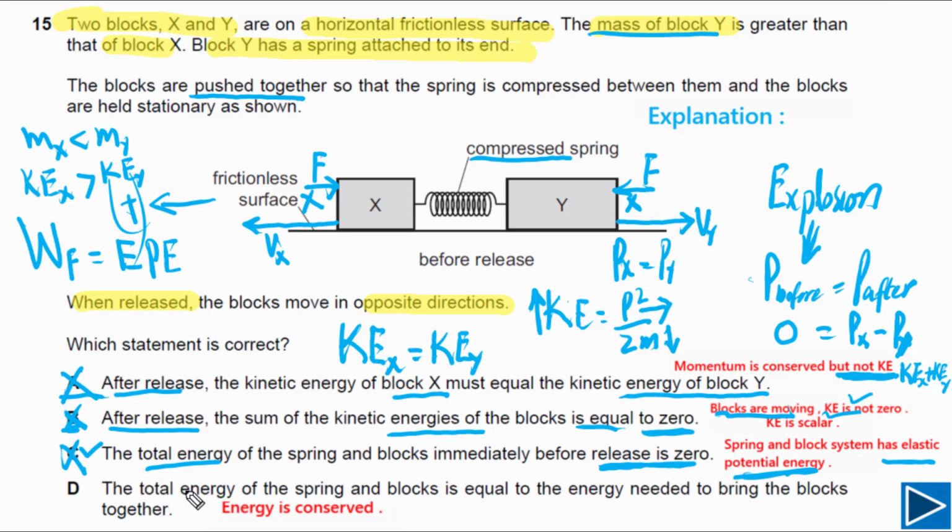If you look at option D, the total energy of the spring and blocks is equal to the energy needed to bring the blocks together. It simply means the work done by you, or work done by the applied force, is equal to the elastic potential energy, the energy stored in this system. And this is based on the law of conservation of energy. Energy is conserved. So this option is true.